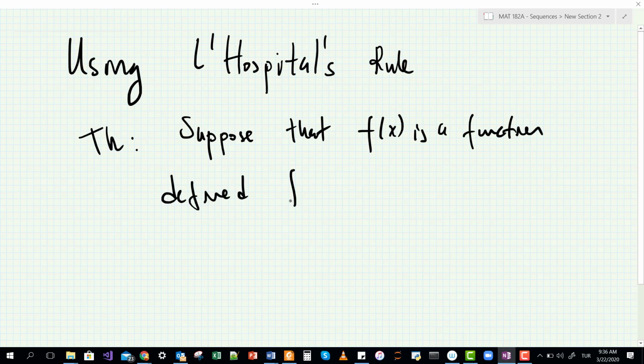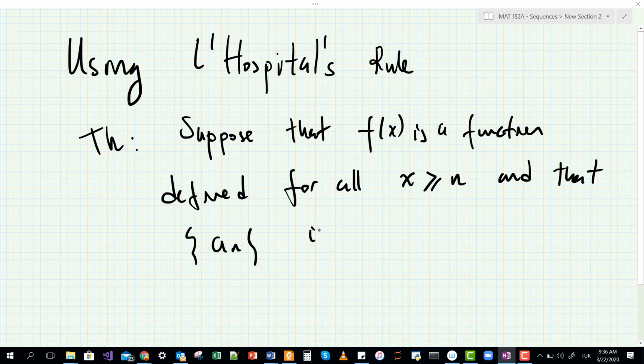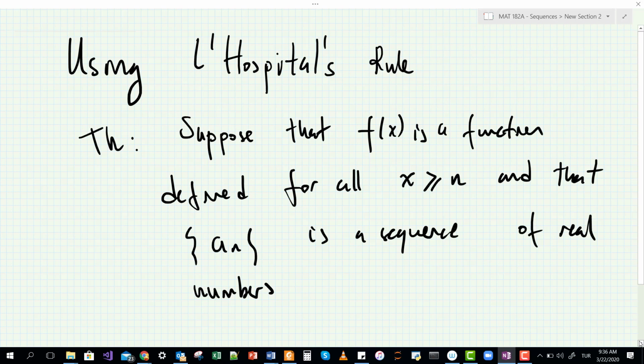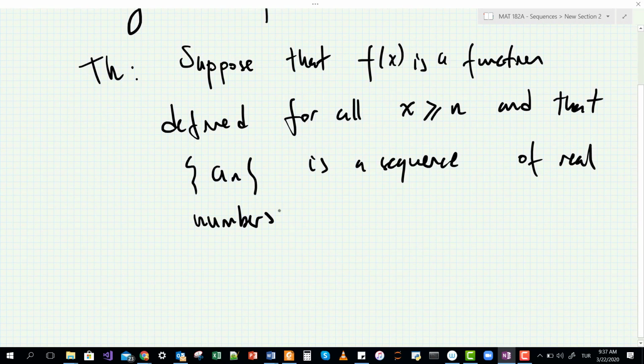and that function is defined for all x points bigger than n, and I'm going to need that sequence for this connection. a_n is a sequence of real numbers, and this is the connection point between this function and the sequence. The function is equal to the sequence at these points.